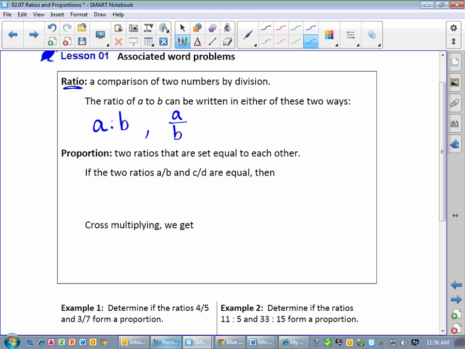A proportion, here's another definition, is two ratios that are equal to each other, or in some cases that are just set equal to each other so we can solve. Okay, so if two ratios A to B and C to D are equal, then A over B equals C over D. That's called a proportion. And we can essentially solve this proportion by cross multiplying. D times A gives us AD, and B times C gives us BC. So if it's a proportion, then AD will equal BC.